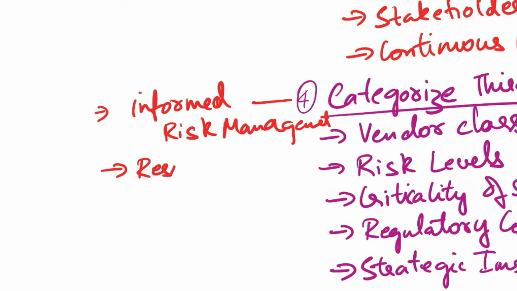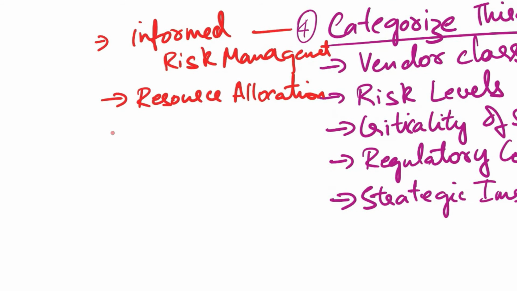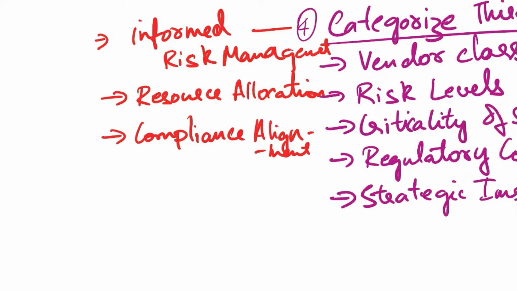Next, resource allocation. By categorizing third parties, organizations can allocate resources effectively. High risk vendors may require more frequent assessments, additional security controls, and closer monitoring, ensuring that resources are concentrated where they are most needed. Next, compliance alignment. Categorization helps align TPRM efforts with regulatory requirements. Different regulations may apply to vendors handling specific types of data or operating in certain industries. Categorizing third parties based on these factors aids in ensuring compliance.